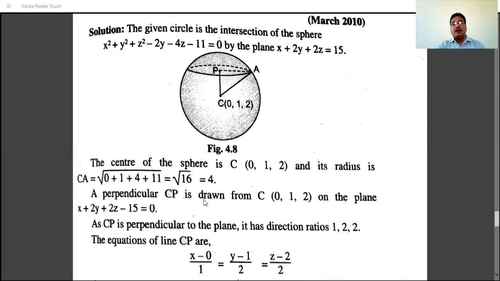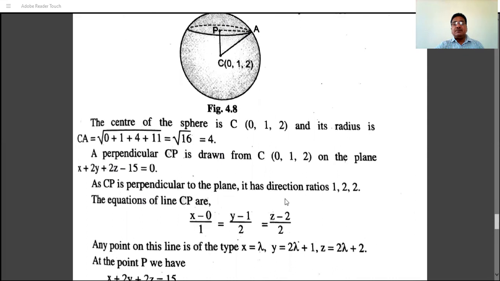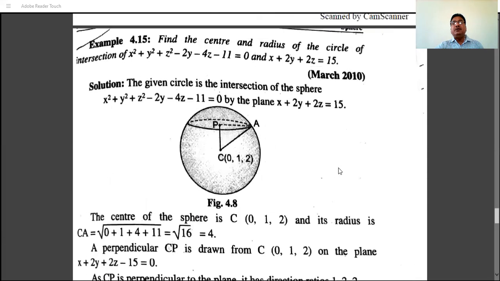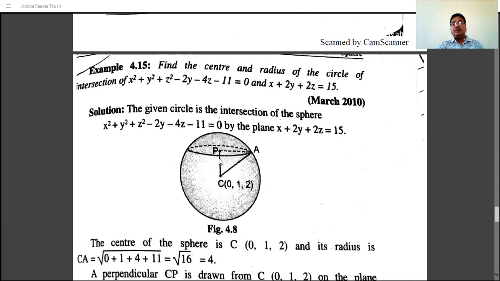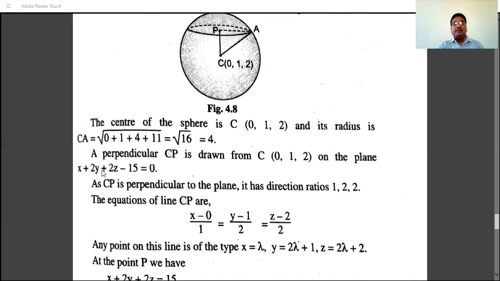Then draw perpendicular CP on the plane from the center C on the plane x + 2y + 2z − 15 = 0, that is this given plane. And therefore the direction ratios of CP are what? 1, 2, 2, because this CP is perpendicular to this plane x + 2y + 2z − 15 = 0. CP is perpendicular to this plane, means CP is normal to this plane.